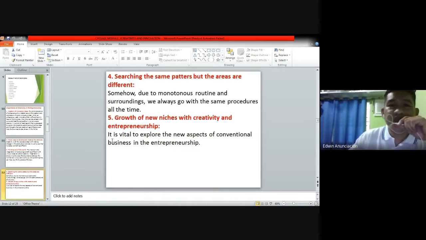Searching the same patterns but the areas are different. Somehow, due to monotonous routines and surroundings, we always go with the same procedures all the time. Okay? Minsan naman po, talagang yung procedure is pareho lang naman talaga. But then again, paano ka magkakaroon ng difference? No? Paano ka magkakaroon ng, paano masasabing iba yung sayo, iba yung ino-offer mo?